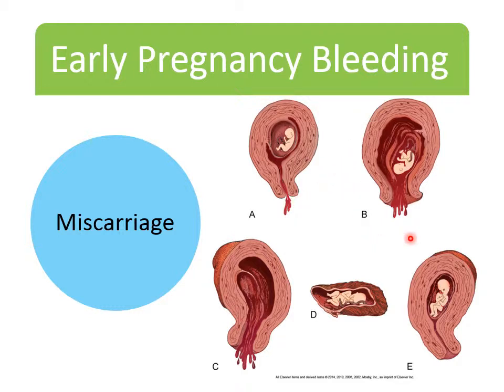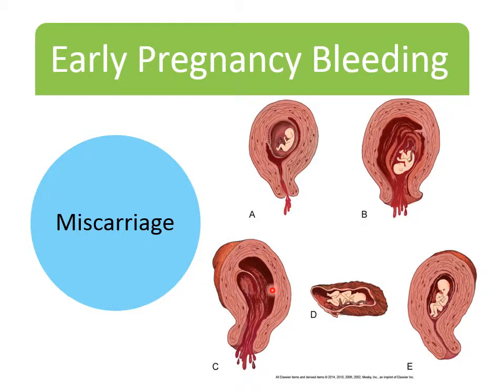In B here, what you see is an inevitable miscarriage. All of the products of conception, the placenta and the fetus, are still within the uterus. However, the cervix is open. There is no saving this pregnancy. C is an incomplete miscarriage. What you have in the incomplete miscarriage is you still retain the placenta within the uterus, but the fetus is no longer there. With a complete miscarriage, all of the products of conception pass and the cervix closes.